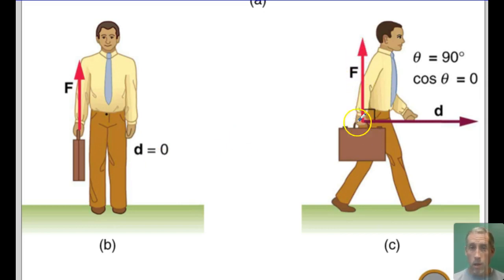Here's a case where this upward force is still being exerted on the briefcase, but because the motion is horizontal, we have 90 degrees in between them. There is no component of the force that's in the direction of the motion. So we still have no work being done. That means his lifting force is contributing nothing to raising or lowering the energy of the briefcase.